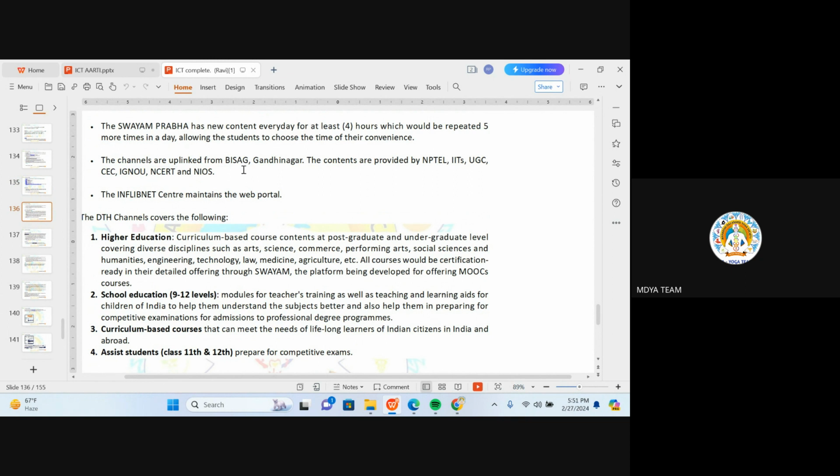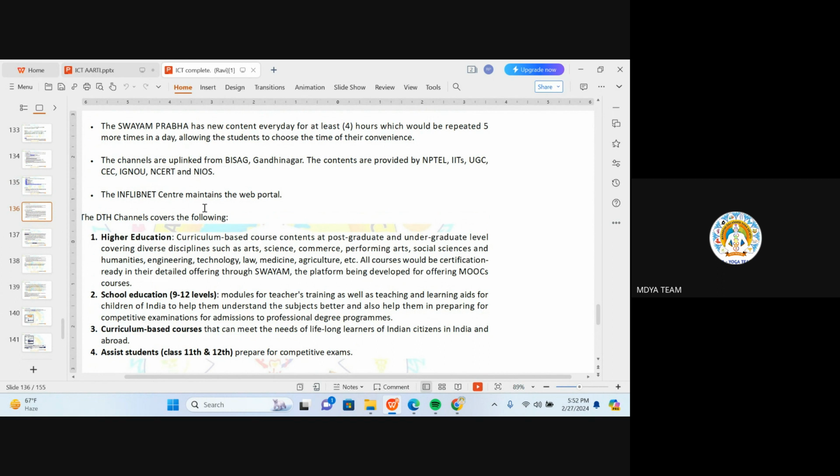So BISEG is related to which portal, which Swayam app? Swayamprabha. Yes, Swayam Prabha.